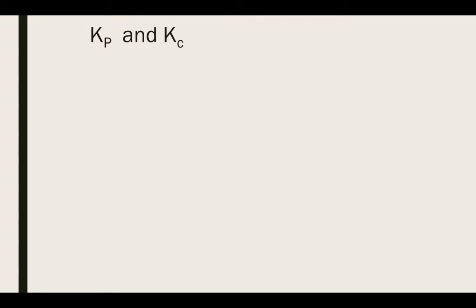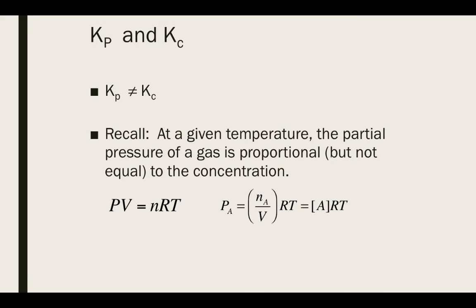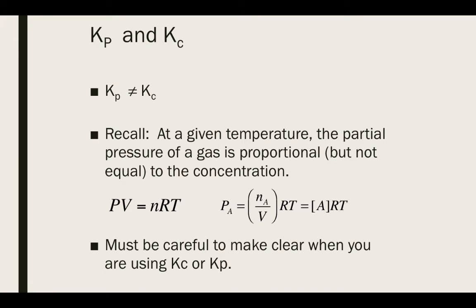Some important notes about Kp and Kc. Kp does not equal Kc. Recall that at a given temperature, the partial pressure of a gas is proportional but not equal to the concentration. Here we've used the ideal gas law and rearranged algebraically to solve for concentration. We see that the partial pressure of A, again, is not equal to the concentration of A, but it is directly proportional. This means it's very important to be clear whether you're using Kc or Kp when writing equilibrium expressions.